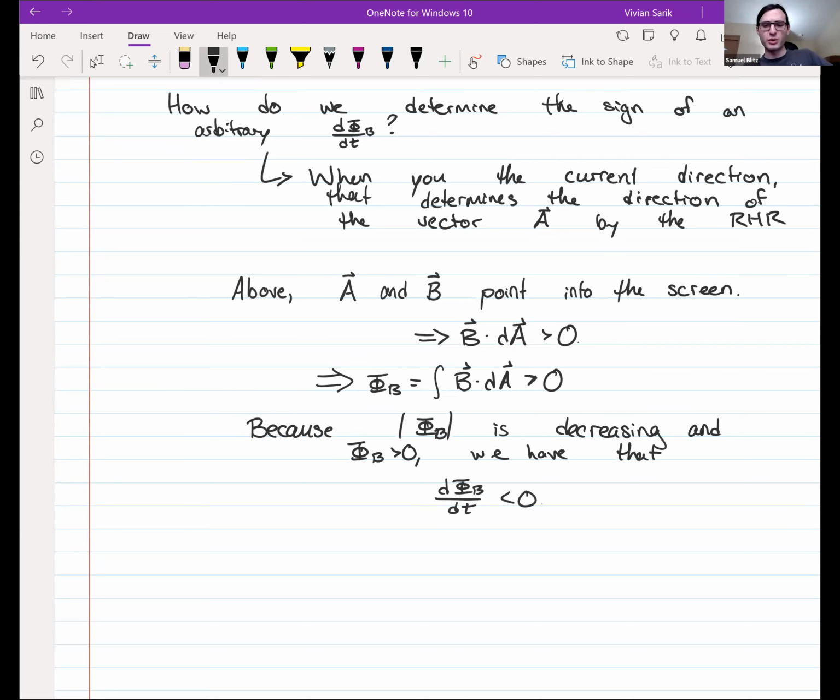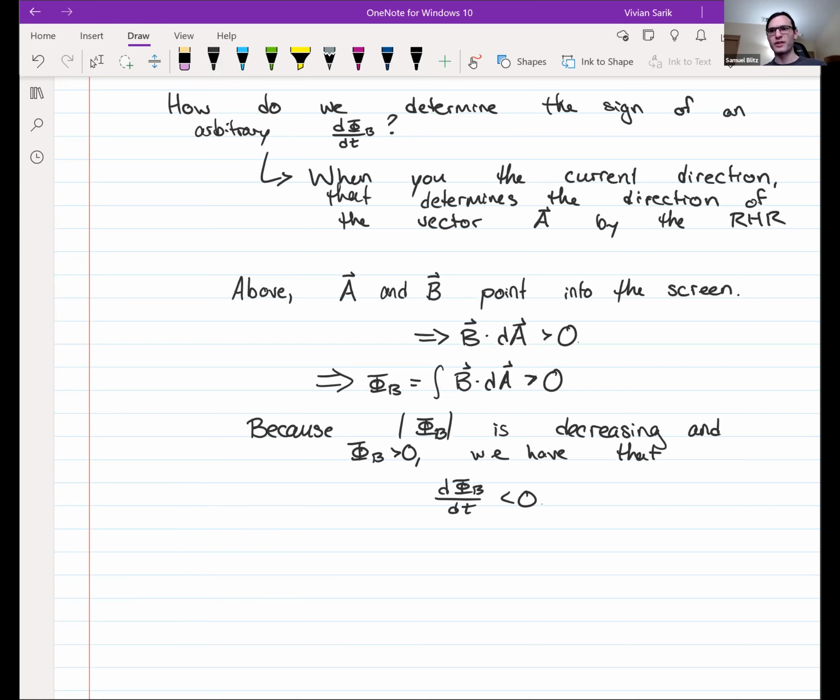So the reason why we needed to establish whether the flux was positive or negative was because, for example, we knew the magnitude was decreasing, but if the flux was negative, that would mean that it's going from a large negative number to a smaller negative number. And that would mean that the rate of change of the flux is actually positive, because it would be like going from here to here, which has a positive slope, right? So in this case, we're going from a positive flux to a smaller positive flux, so negative slope, hence negative time derivative. So that's how you figure out whether the flux is positive or negative.